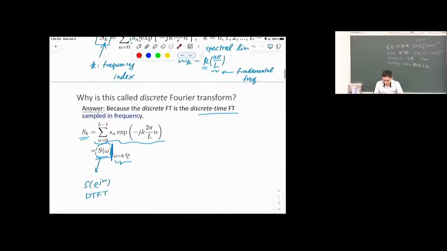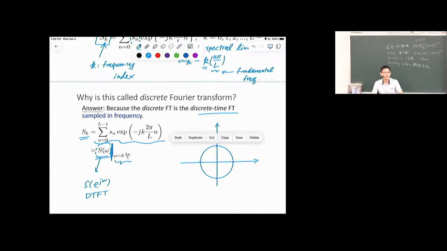You can even draw an image. So we know that DTFT is a spectrum and it has a period of 2 pi, right? Hopefully you all understand that. So let's draw the unit circle again. We've talked about DTFT being the Z transform evaluated on the unit circle. We have mentioned that so many times by now.